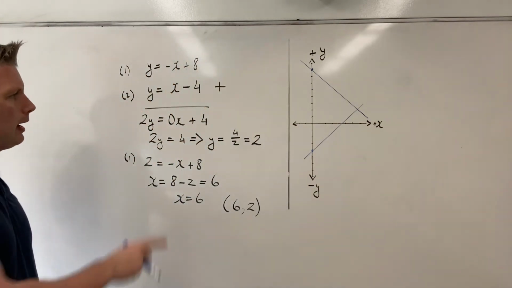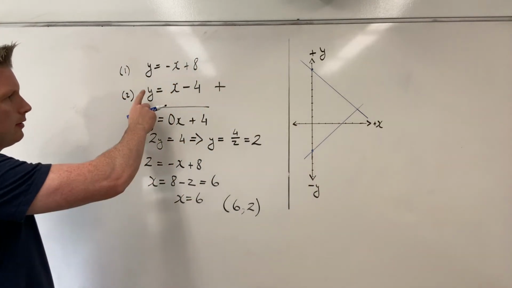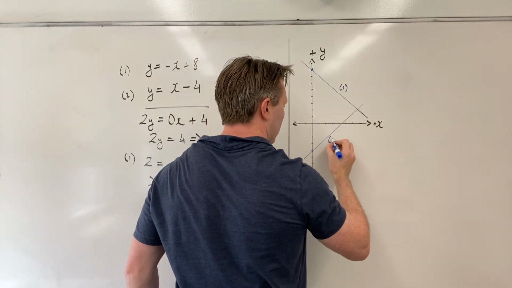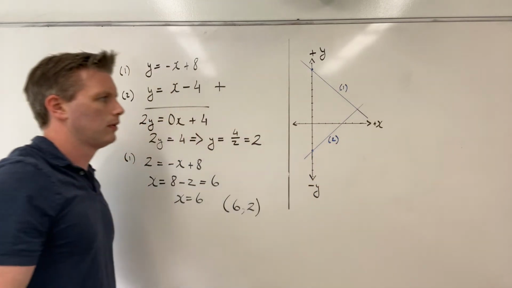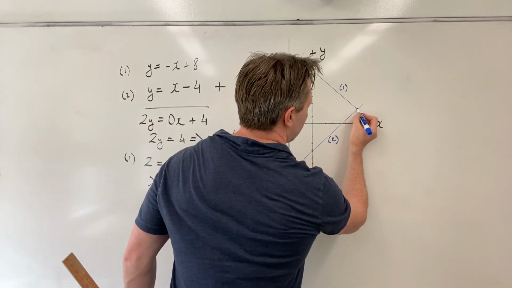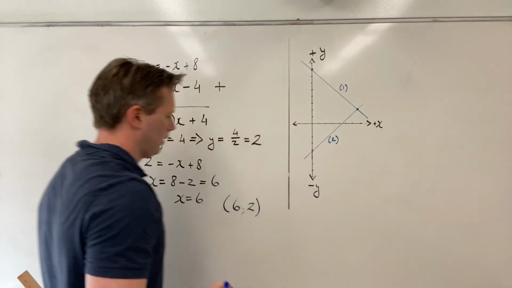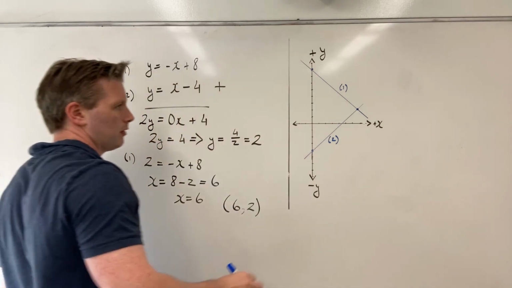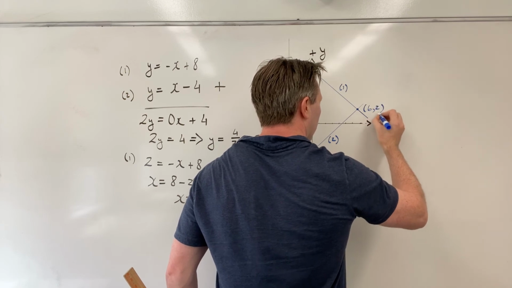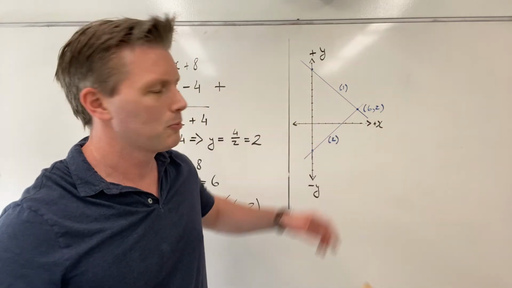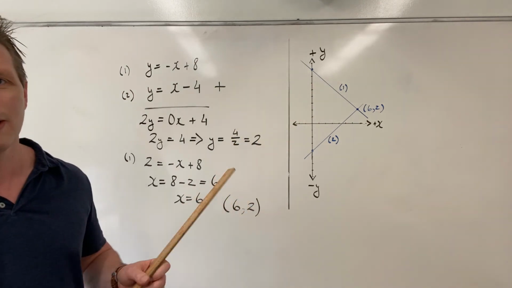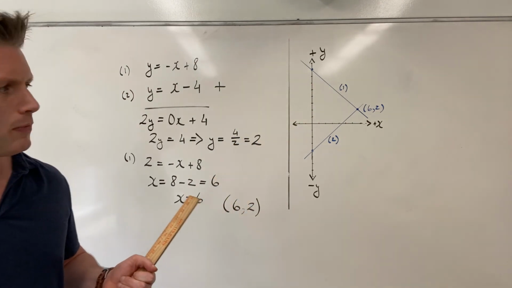And so those are my two lines. This here is equation number 1, and this here is equation number 2. Those two linear equations. And this point here at which they intersect is this value right here that we found. This is (6, 2). As you can see, it's pretty close to (6, 2), even with my rough graph.